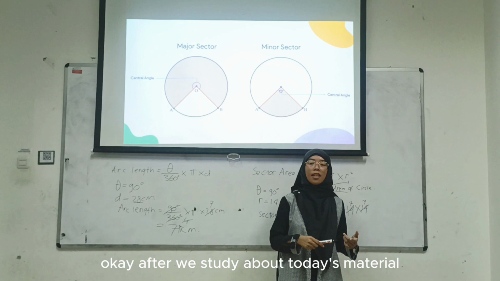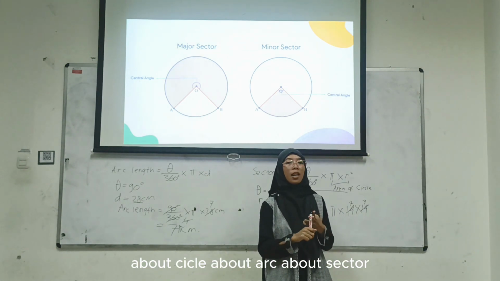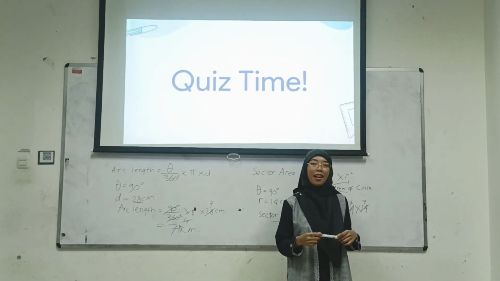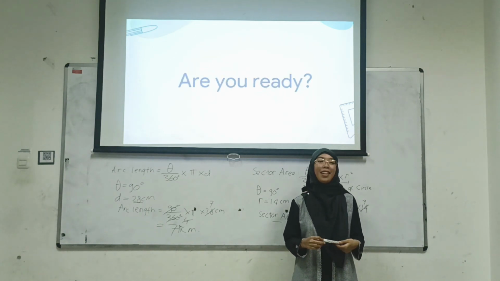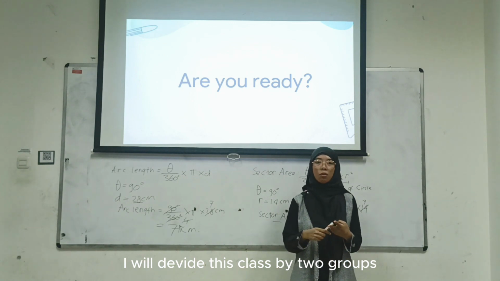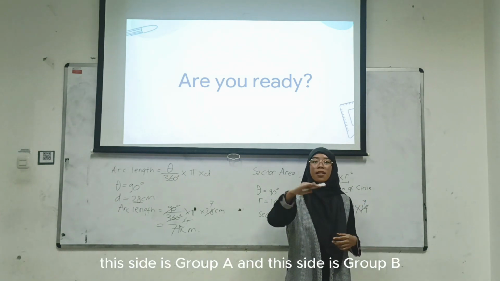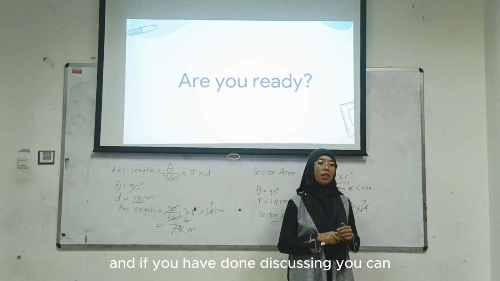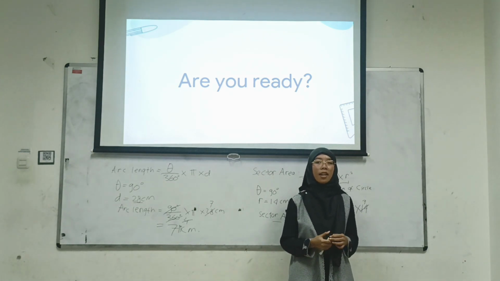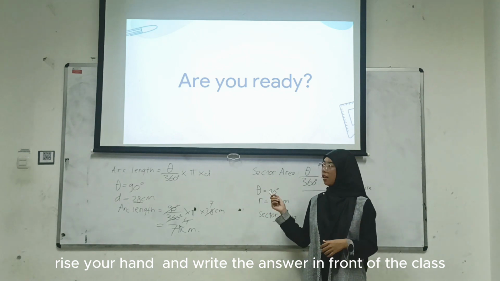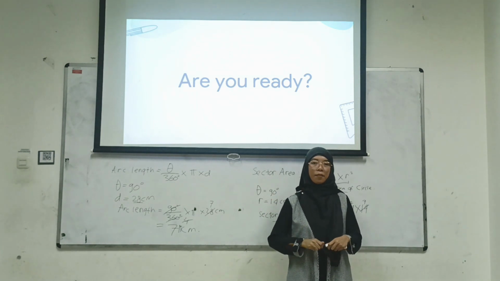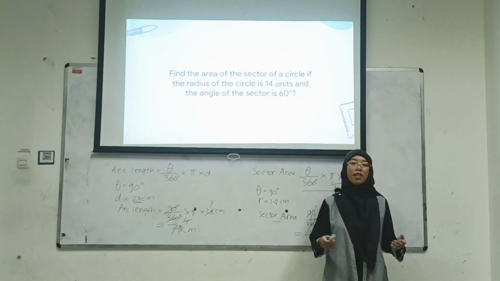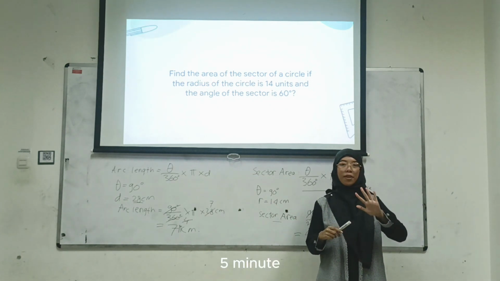Okay, after we study today's material about circle, arc, and sector, we have quiz time. Are you ready, student? Ready. I will divide this class into two groups. This side is group A and this side is group B. So you can discuss the question with your group, and when you have finished discussing, you can raise your hand and write the answer in front of the class. Okay, do you understand? Yes, I understand. Okay, this is the first question. You can discuss it with your group. Okay, 5 minutes, okay?